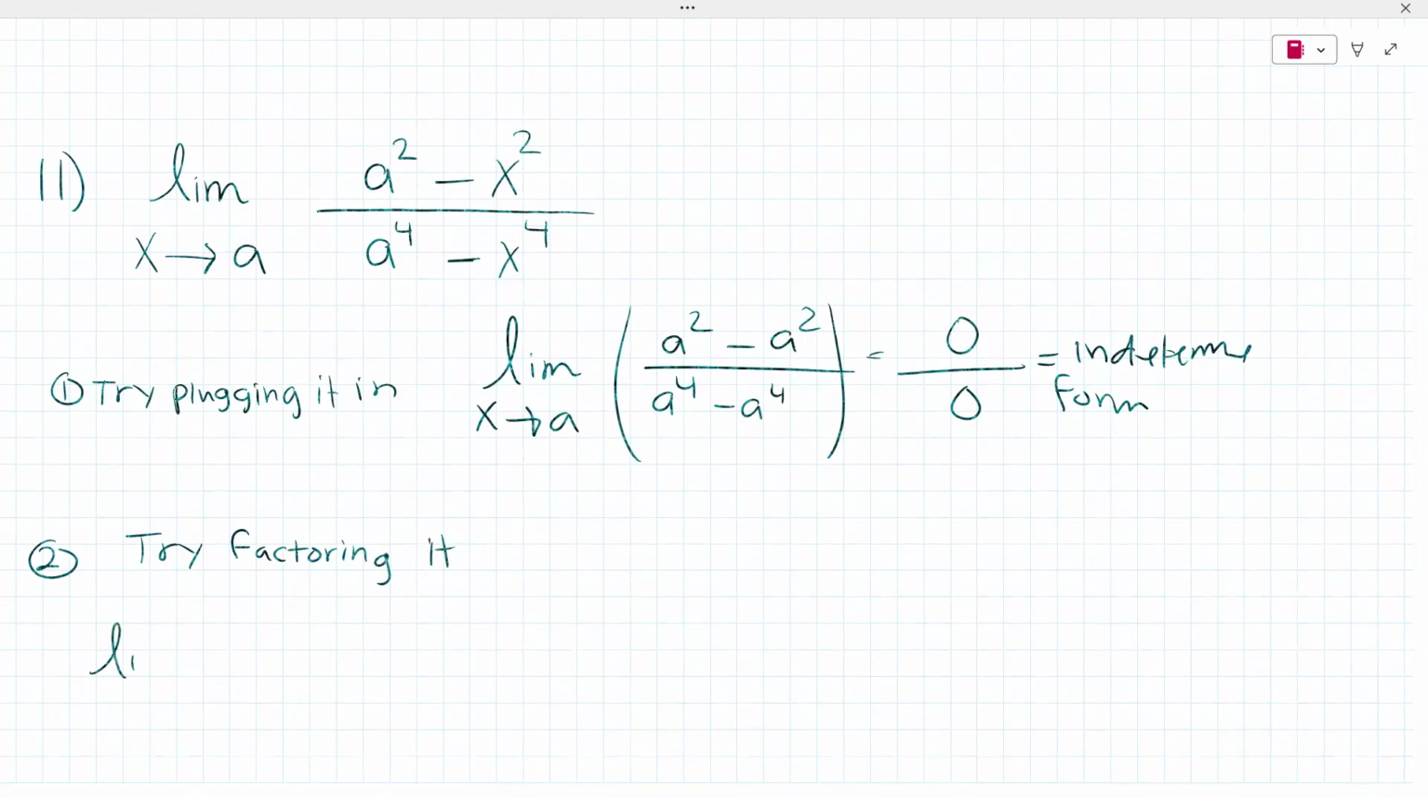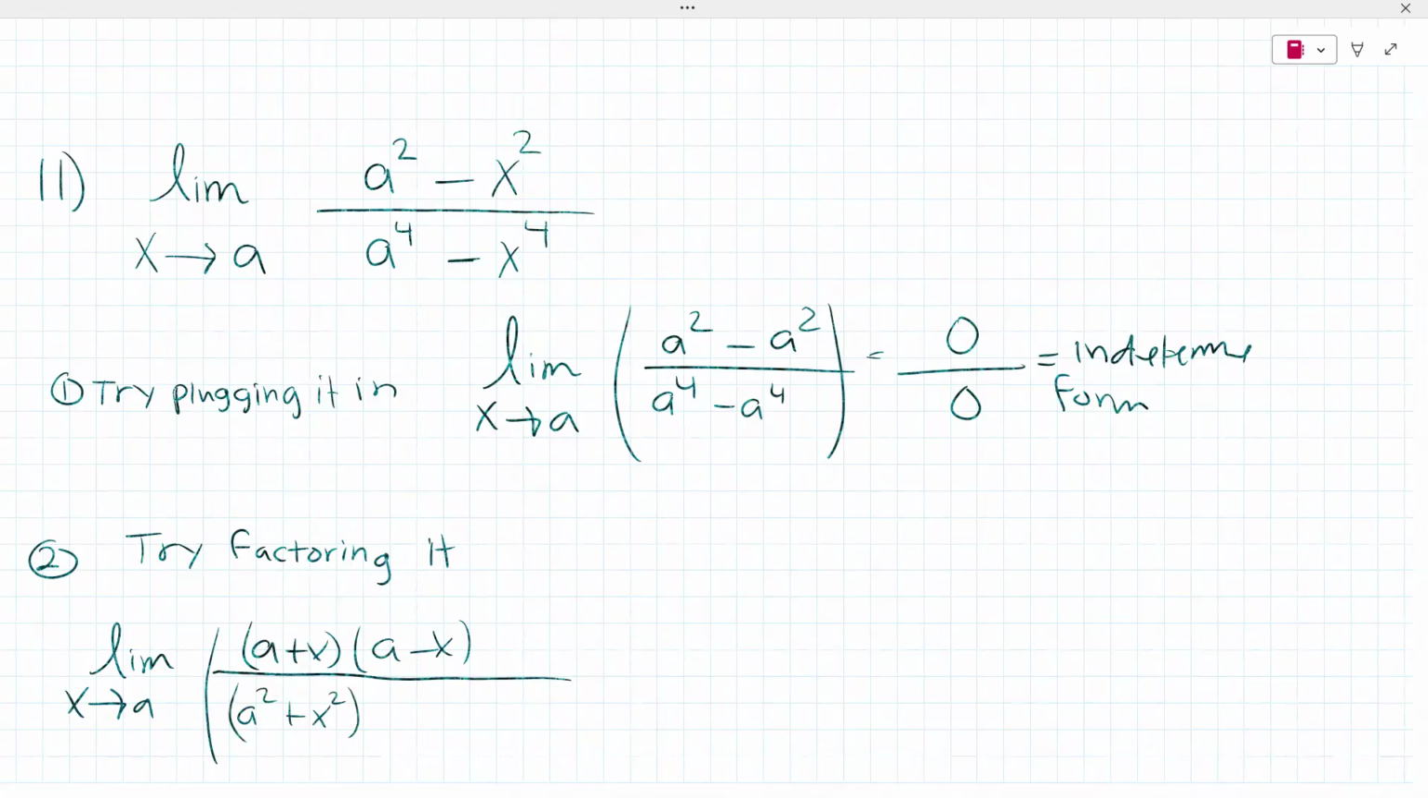That's going to be the limit as x approaches a. And then a squared minus x squared could be factored as what? A plus x times a minus x. And then on the bottom, a fourth minus x fourth can be factored as a squared plus x squared times a squared minus x squared.